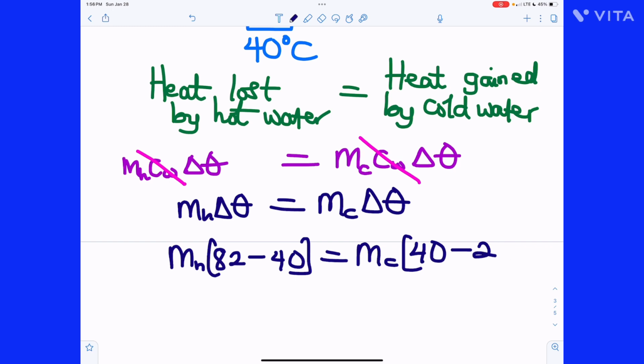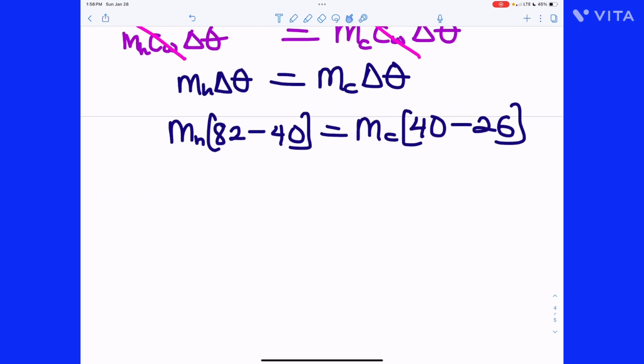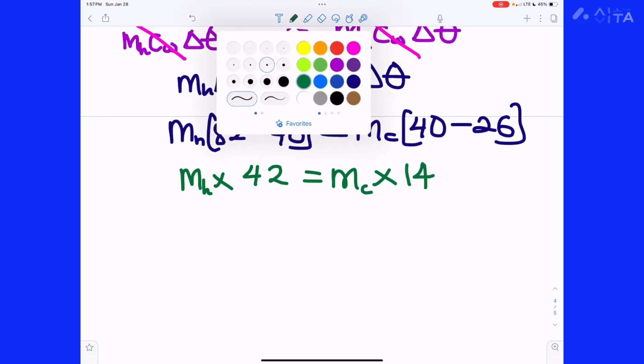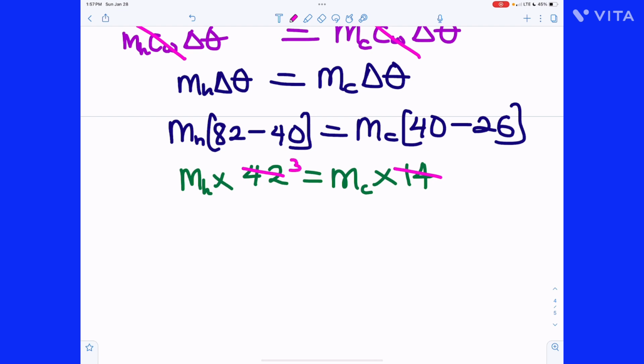But temperature is a scalar quantity, so we still subtract in the right way. We still subtract the smaller value from the bigger value. So at the end of the day, you will get mass of hot water times 42 is equal to mass of cold water times what? 14. Now, also, this means 14 here is 1, 42 here is 3. So that means that 3 times mass of hot water is equal to what? 1 times mass of cold water.